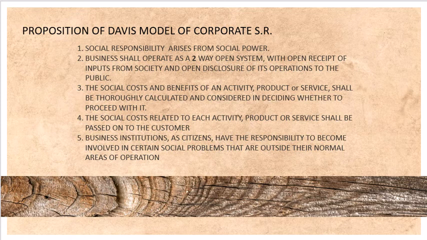Number 2, business shall operate as a two-way open system, with open receipt of inputs from society and open disclosure of its operations to the public. It means that business must be willing to listen to what must be done to sustain or improve the social welfare. In turn, society must be willing to listen to the business report on what it is doing to meet the social responsibilities.